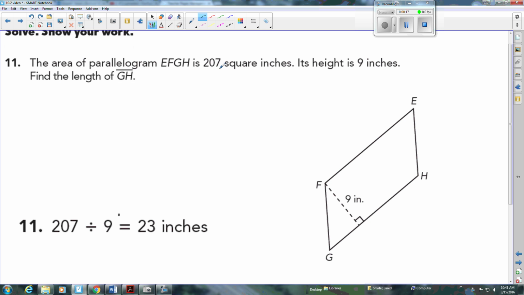So basically, if you have the area and you have one side, you just divide by the other side. So 207 divided by 9 is 23. So the length of the line segment is 23.